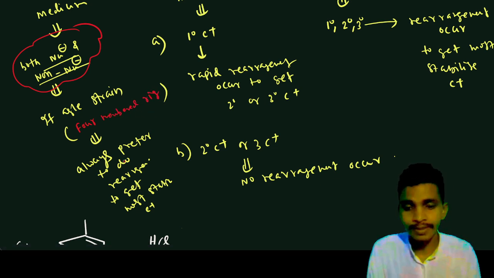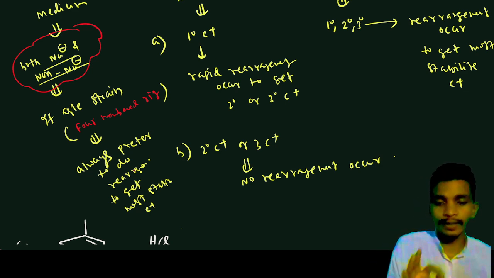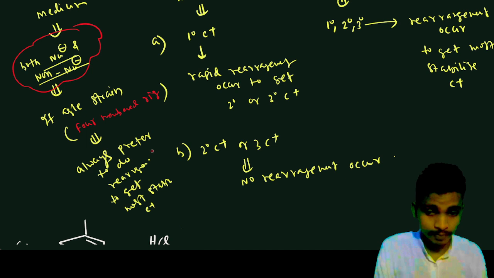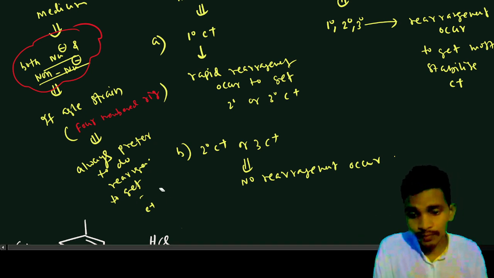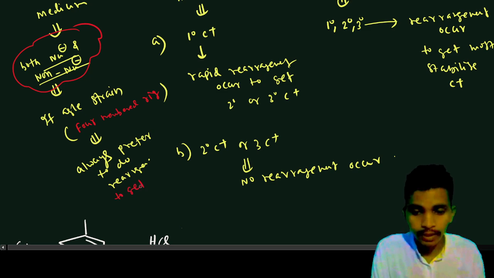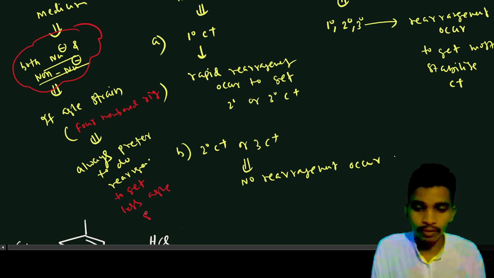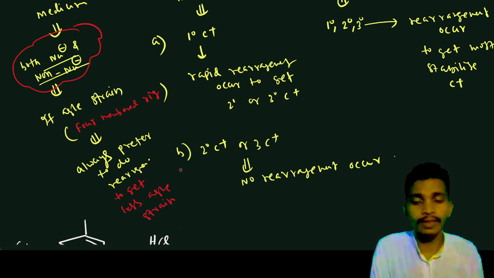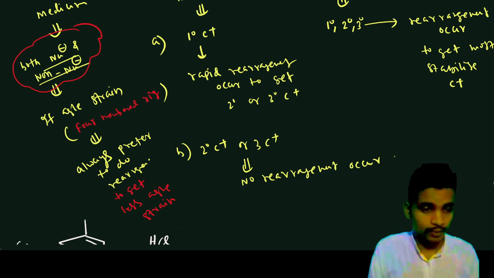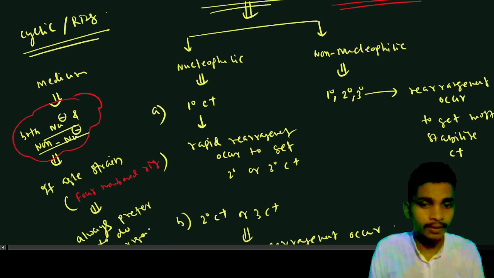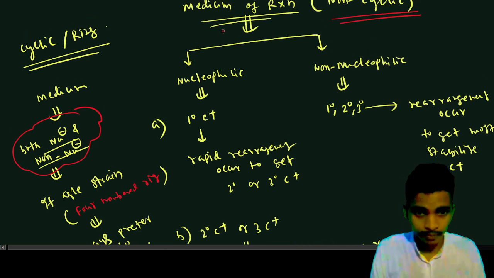For these small ring cases, rearrangement always happens to get the most stable carbocation, meaning to get less angle strain. So this is the thing that we should remember about carbocations.